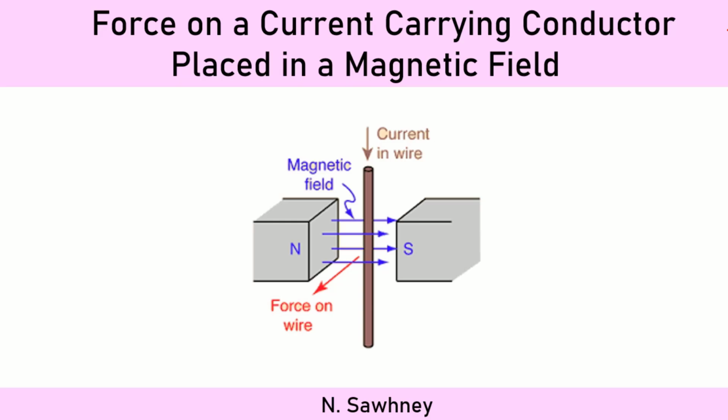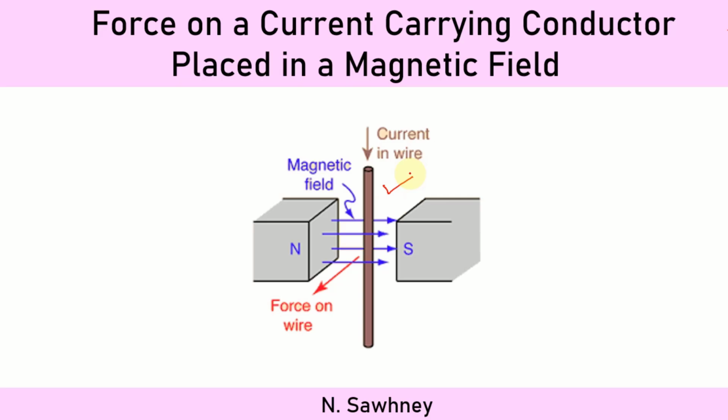Hello students, in this video I am going to explain force on a current carrying conductor placed in a magnetic field. We know that the conductor consists of a large number of free electrons, and when current flows through it, these free electrons start drifting in a fixed direction. Due to the motion of such free electrons, the conductor experiences a magnetic force. And when this current carrying conductor is placed in a uniform magnetic field, it starts experiencing a force.